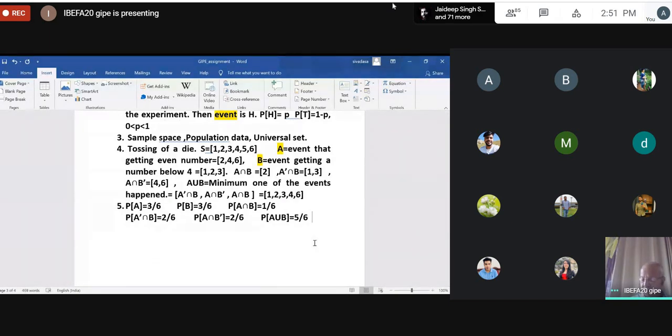These are unconditional probabilities. No condition. Completely the probability of the event defined on a sample space.